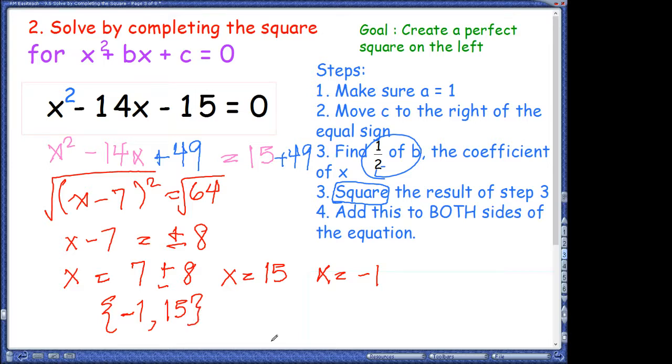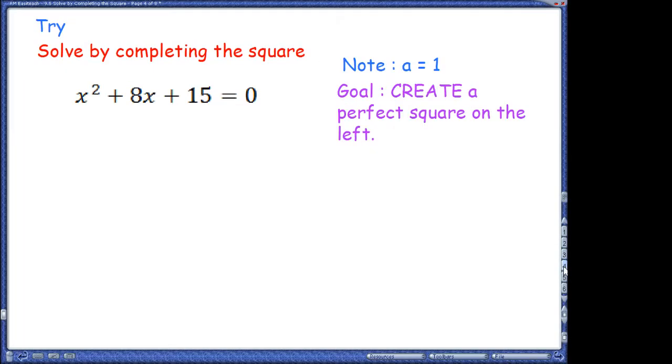Okay, let's try another one. I know it's many steps for you to remember, but let's give it a try. So solve by completing the square. Before you begin, you want to make sure that the value of a is equal to 1.